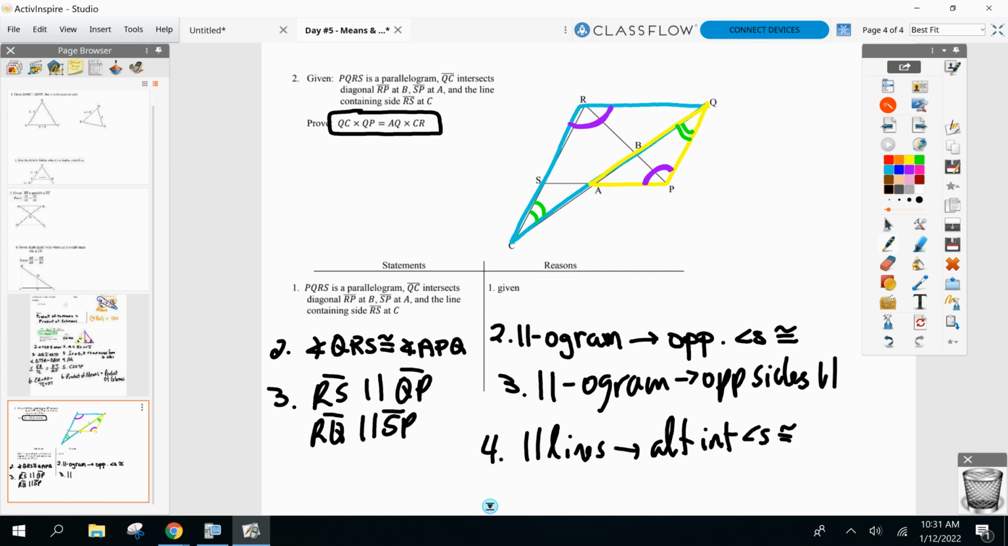Just make sure when you look at the proportion you set up, make sure QC and QP are corresponding, make sure AQ and CR are corresponding. All right, if you're going to cross multiply it. Anything else on there? I don't need to write it all.